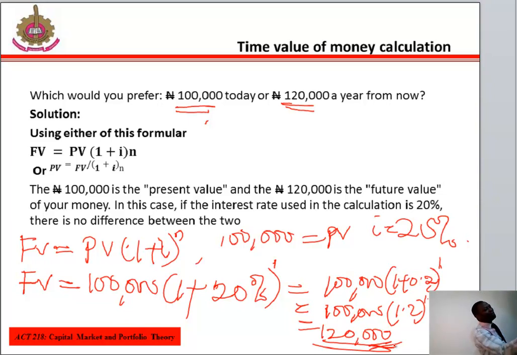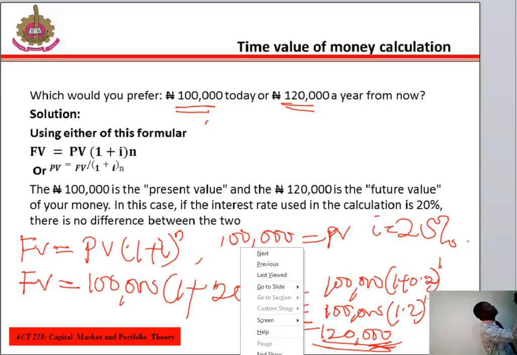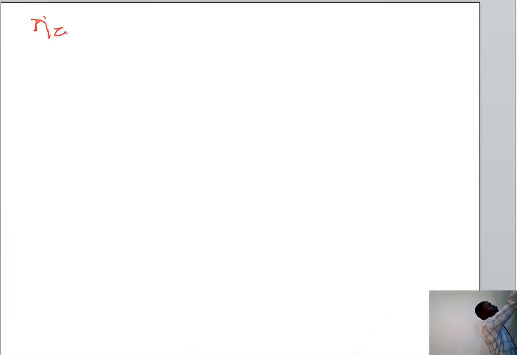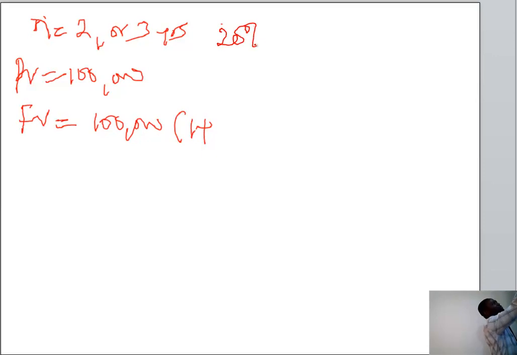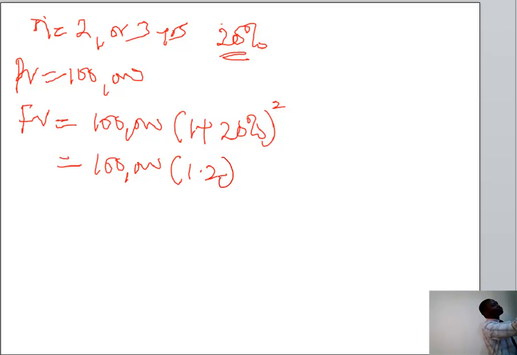But the moment the number of years has changed, let's assume they now ask you that. If the n has been changed to, let's say, 2 or 3 years, in this case, the present value will automatically change. Since the present value is 100,000, if you receive this 100,000 naira today, your future value will now be equal to 100,000 into 1 plus, using the same interest rate, which is 20%, raised to power 2. In this case, we have 100,000 into 1.2 raised to power 2.